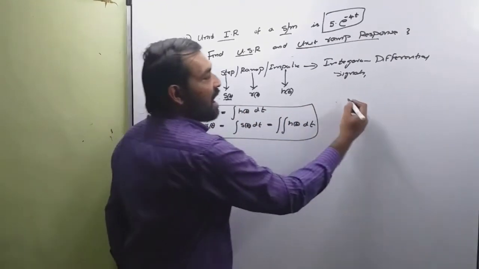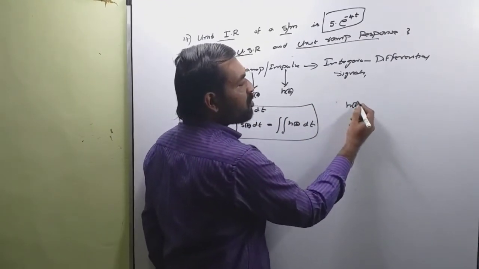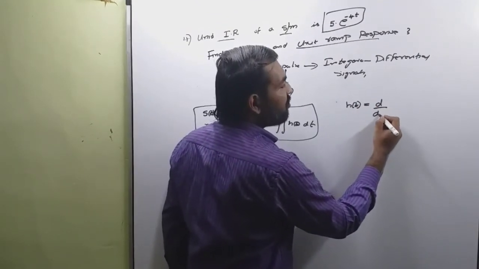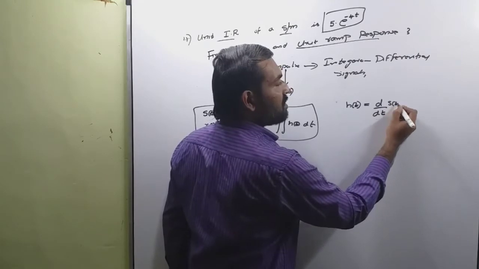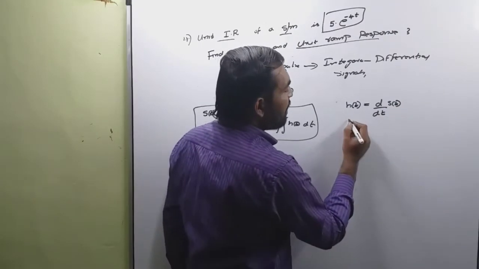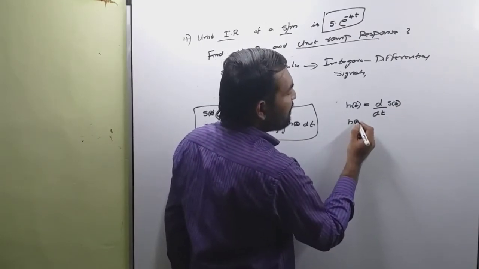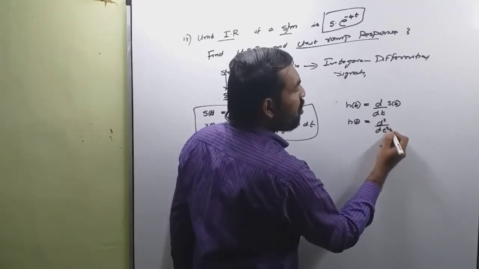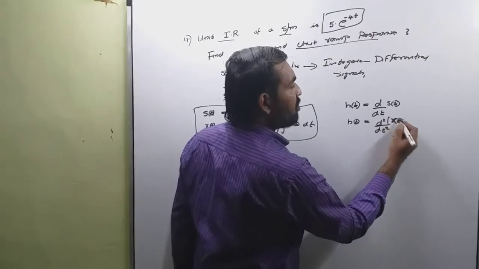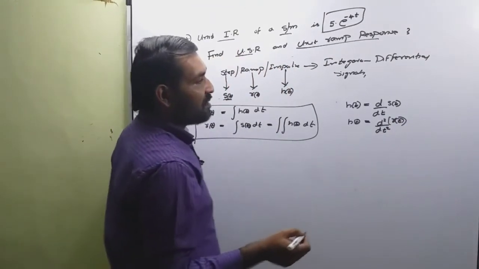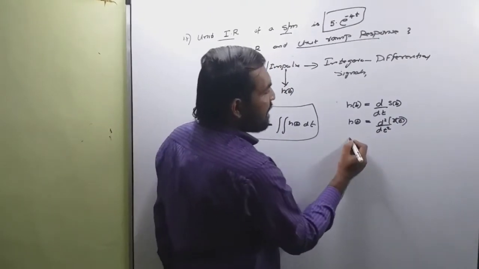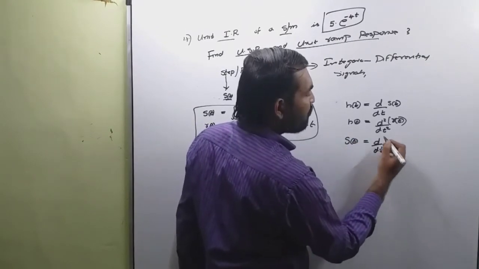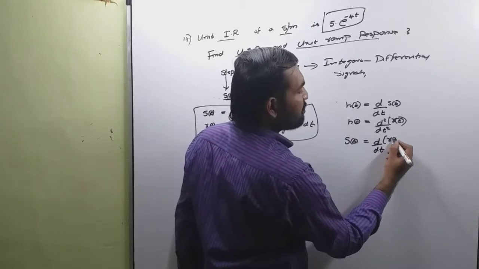Now, impulse response h of t is equal to the first derivative of step response, and h of t is equal to the second derivative of ramp response. Similarly, s of t, the step response, is equal to the derivative of ramp response.